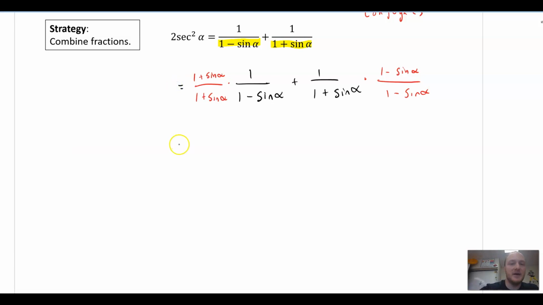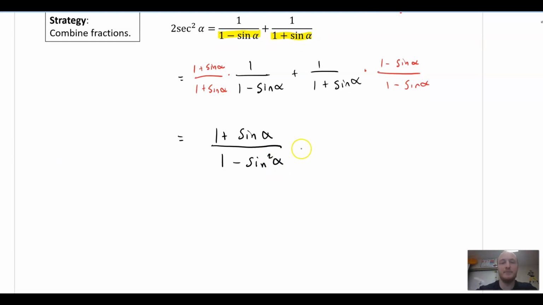So how does this help us? Well, in the numerator, I get 1 plus sine of alpha. 1 times 1 gives me 1. 1 times negative sine theta and sine theta times 1, those will cancel out, right? They're opposites. That's kind of why we do this. And then sine theta times sine theta gives us sine squared alpha. Okay, so I have that.